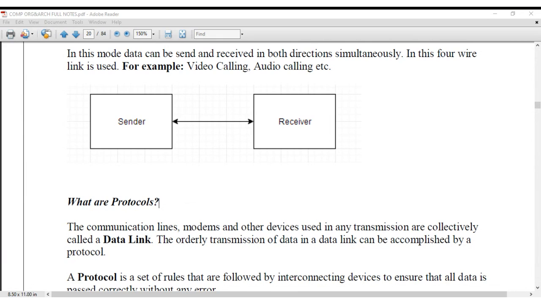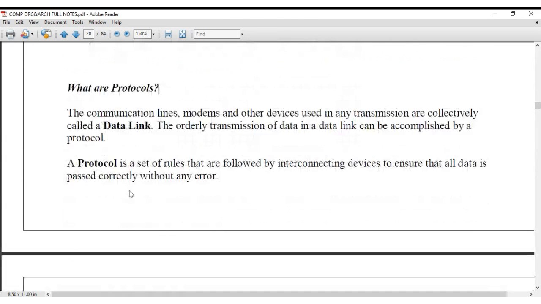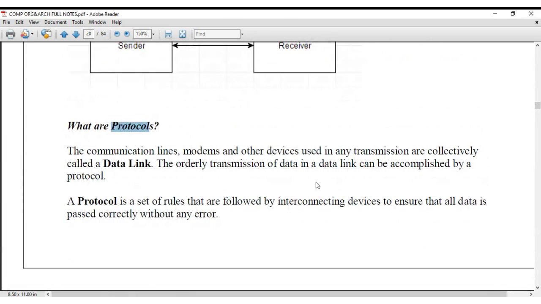So communication protocols. A protocol is basically a rule that governs something. When we talk about communication protocols, these are rules and standards that govern how communication happens between senders and receivers in a network, right? That is what a protocol is. It's a rule, a standard that governs how communication occurs. So when we are talking about protocols, we are talking about standards or rules for communication.